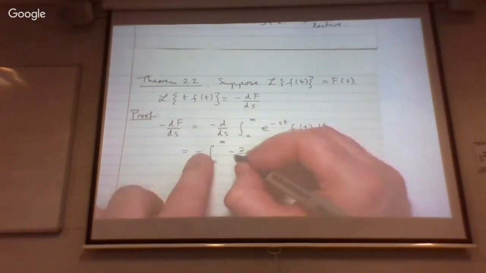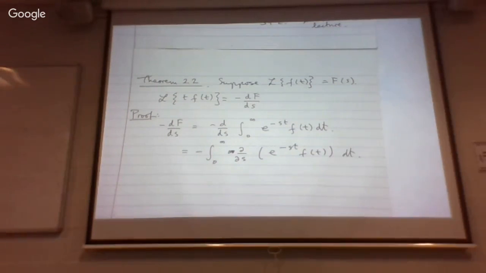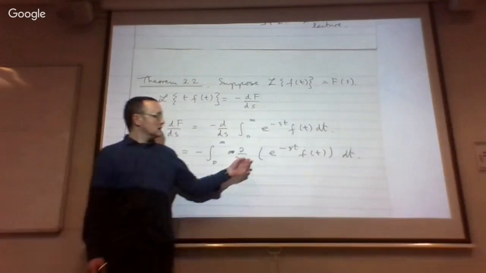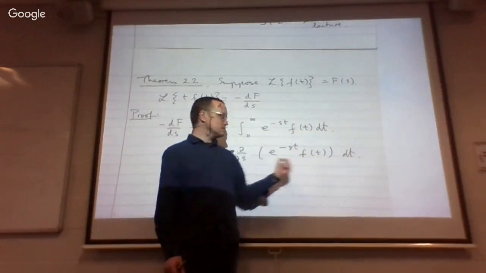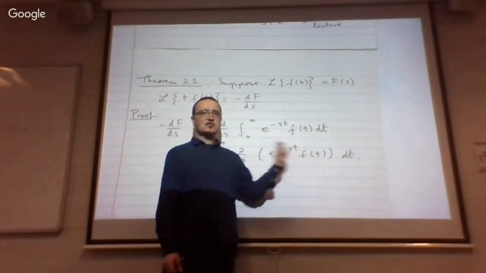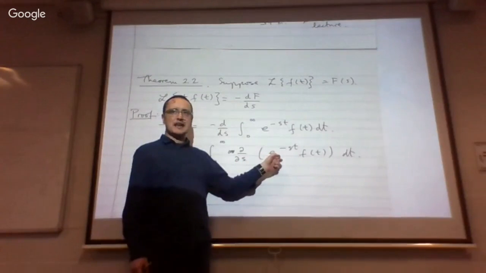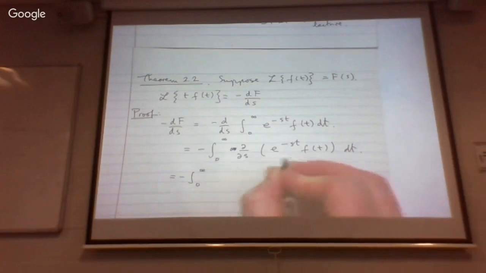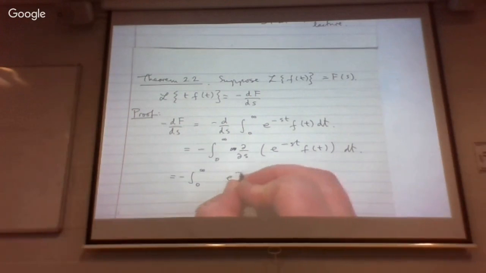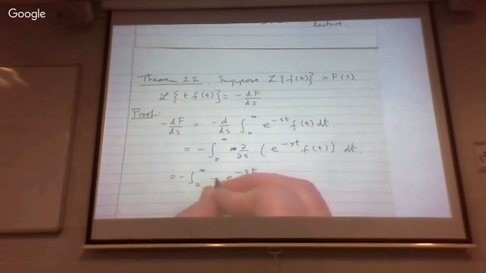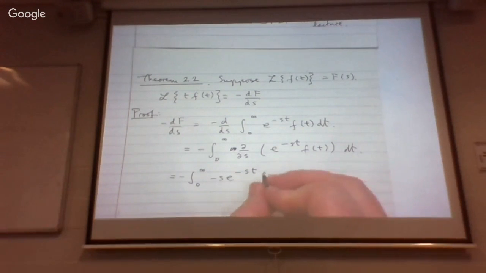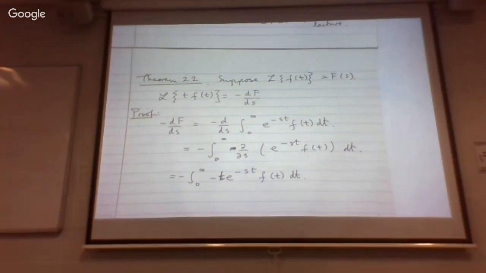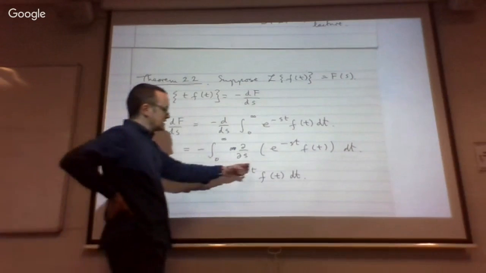Sorry, it's not a minus there. I left the minus behind that side. So we want to take the partial derivative with respect to s here. There's nothing with s going on in f, so differentiating with respect to s, this f of t is just like a constant. But there is an s up here, so you have to differentiate the exponential with respect to s. You get the same exponential, e to the minus st, and then you get a minus s coming down using the chain rule. Sorry, you get a minus t. So it's minus t times e to the minus st f of t dt.